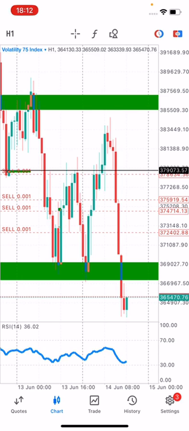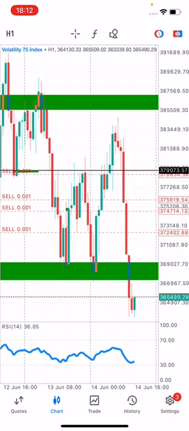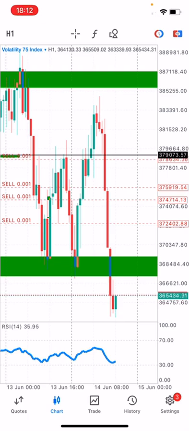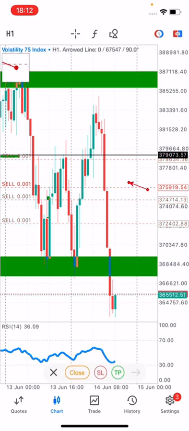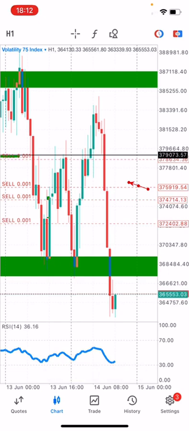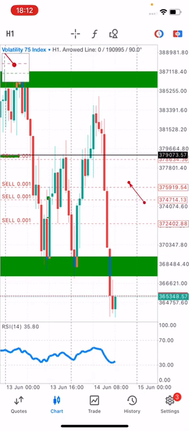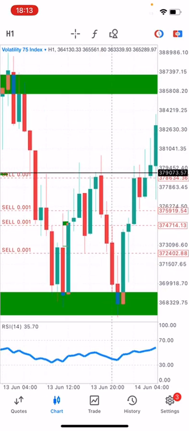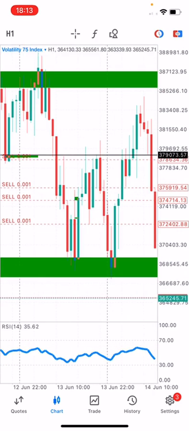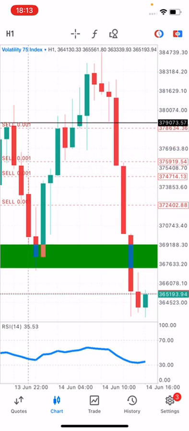From this side we gave the signal somewhere on this point. Let me identify it with the arrow. So this was the entry, and from then what we do is we check where the market broke out from the previous high. Let's zoom this in.